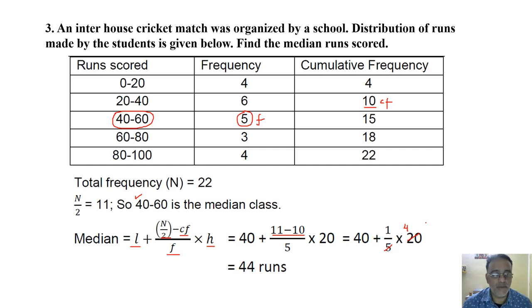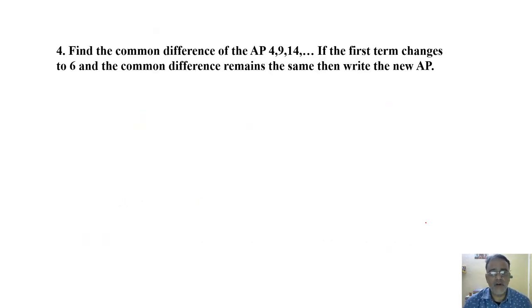No, sir. Okay, now we are moving toward question number 4. Find the common difference of the AP 4, 9, 14, and so on. If the first term changes to 6 and the common difference remains the same, then write the new AP. So two parts hai isme.